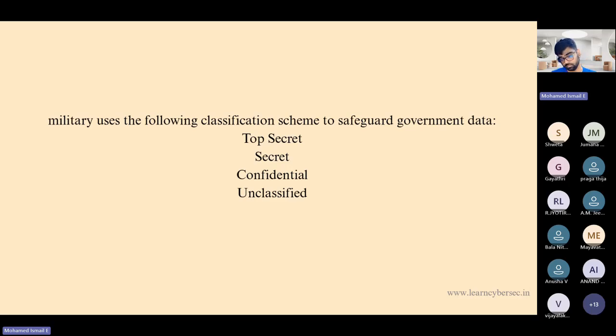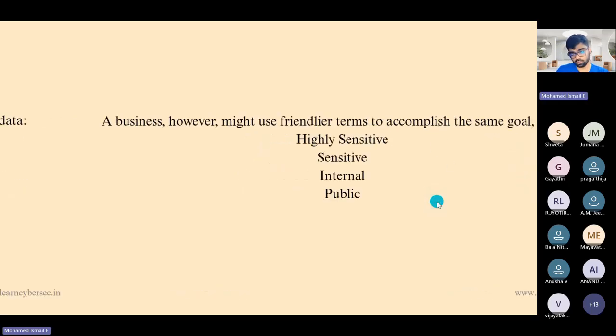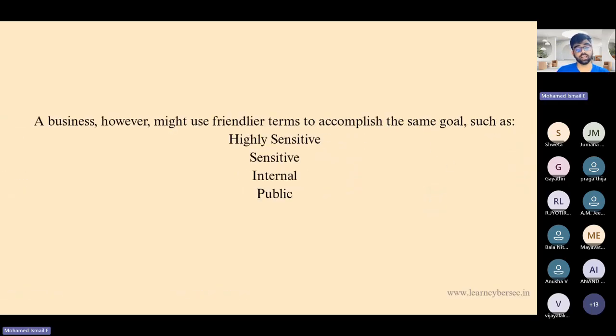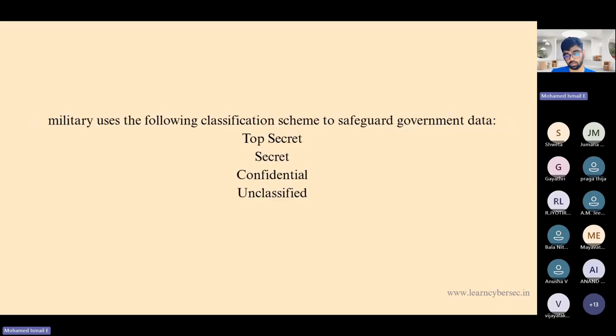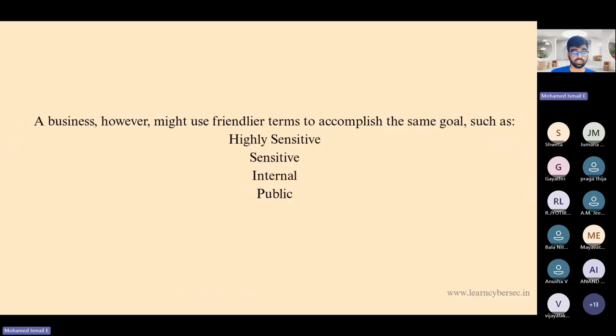Anywhere they can access it. Now come to the business side, how they classify: public, internal, sensitive, highly sensitive. This is for the public side. The reason I put these two slides is that you may expect a question from these two slides. If you see the words secret, top secret, confidential, unclassified, that is the military standard. In the business standard, public means anyone can read the data. Internal is only that company's data.